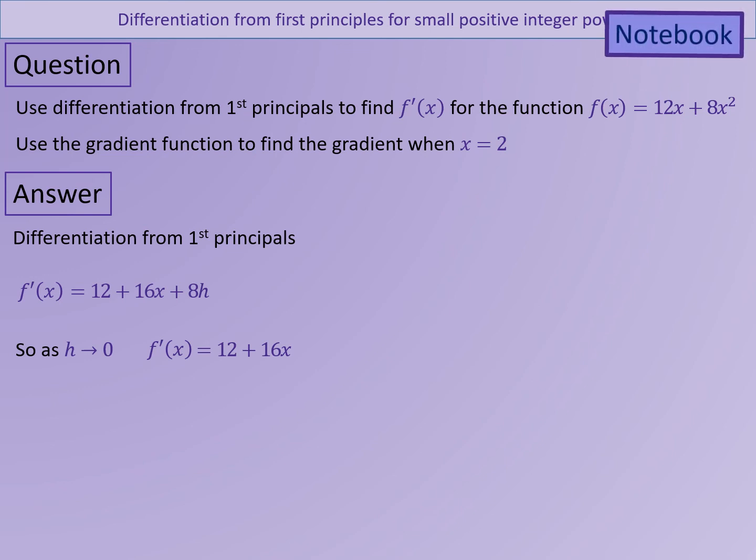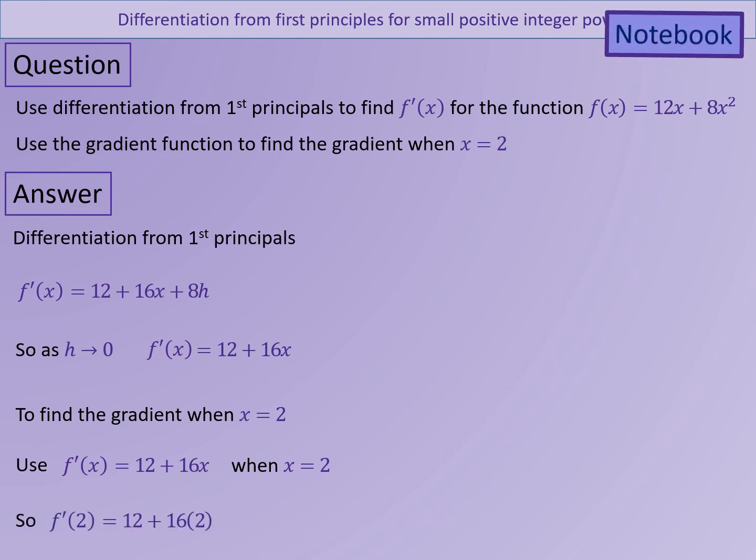So that's part A done. I've now found my gradient function. And I would use this as an exemplar for any question that you do in the future on first principles. And then for part B, our final job is to find the gradient when x equals 2. So remember, depending on which x value I choose, I'm going to get a different value for the gradient. So part B is me just simply replacing x equals 2 inside the gradient function, and I end up with a gradient of 44.